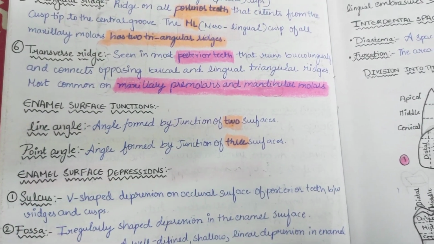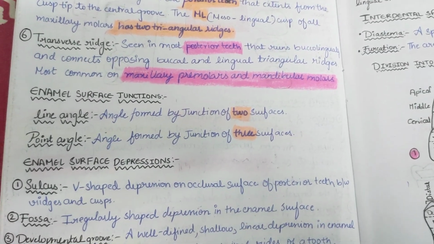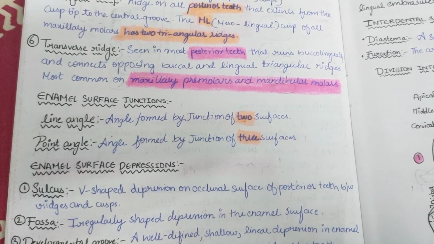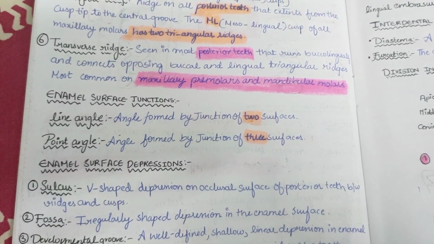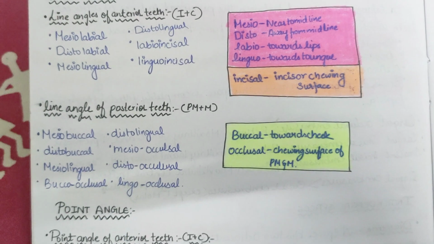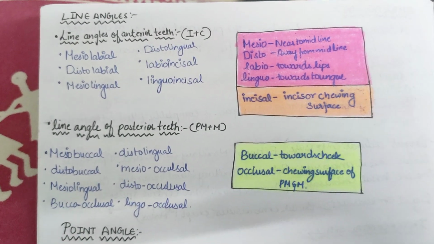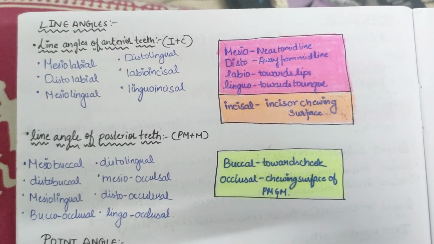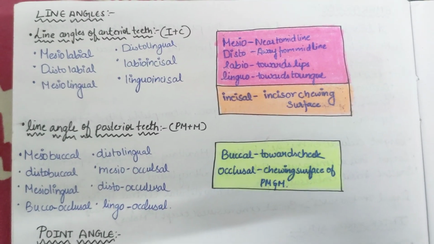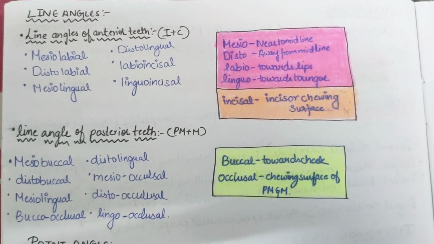Now enamel surface junctions. We have two types: line angle and point angle. A line angle is formed by the junction of two surfaces, and a point angle is formed by the junction of three surfaces. Now here we can see the line angles of anterior teeth, that is incisors as well as canines: mesiolabial, distolabial, mesiolingual, distolingual, labioincisal, linguoincisal.